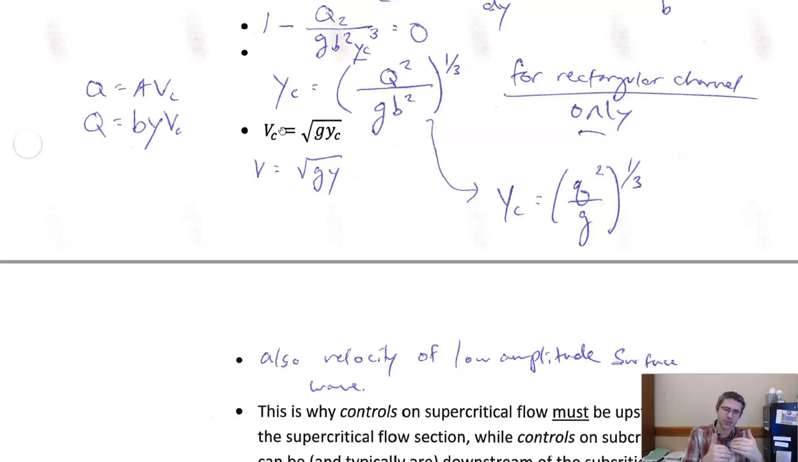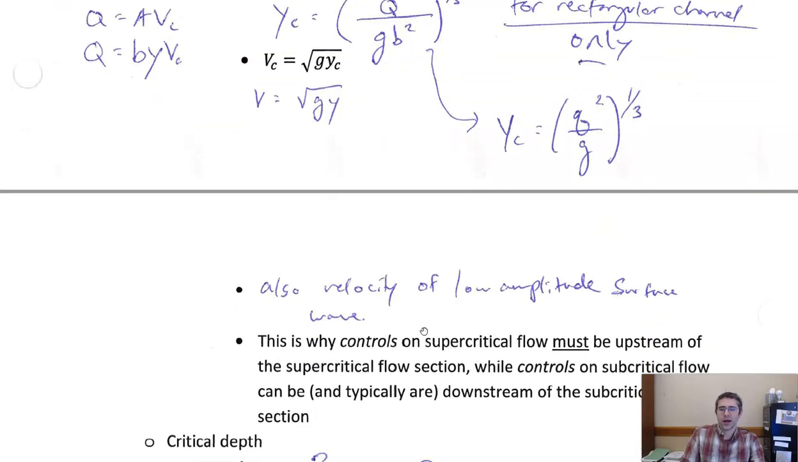And we'll talk about this more in a lecture or two when we get to flow profiles. We'll show that this is the case. But for now, just keep that in your mind. Controls on supercritical flow are upstream of the supercritical flow section. You can't control supercritical flow from the downstream side. In other words, you can't force supercritical flow upstream of an obstacle.